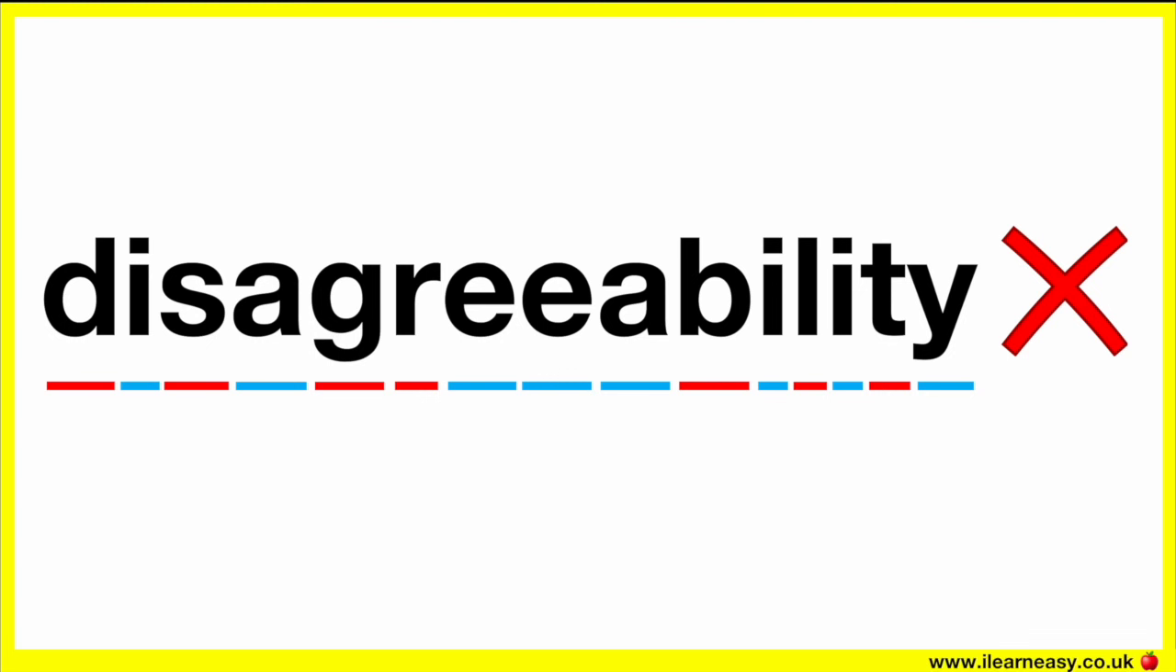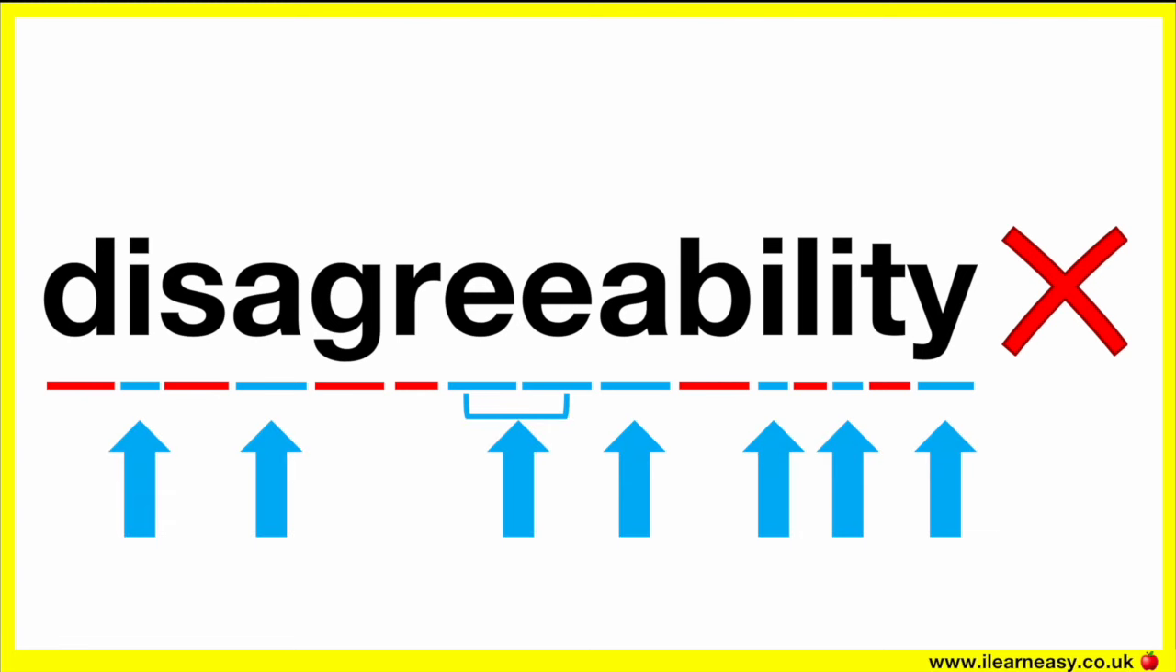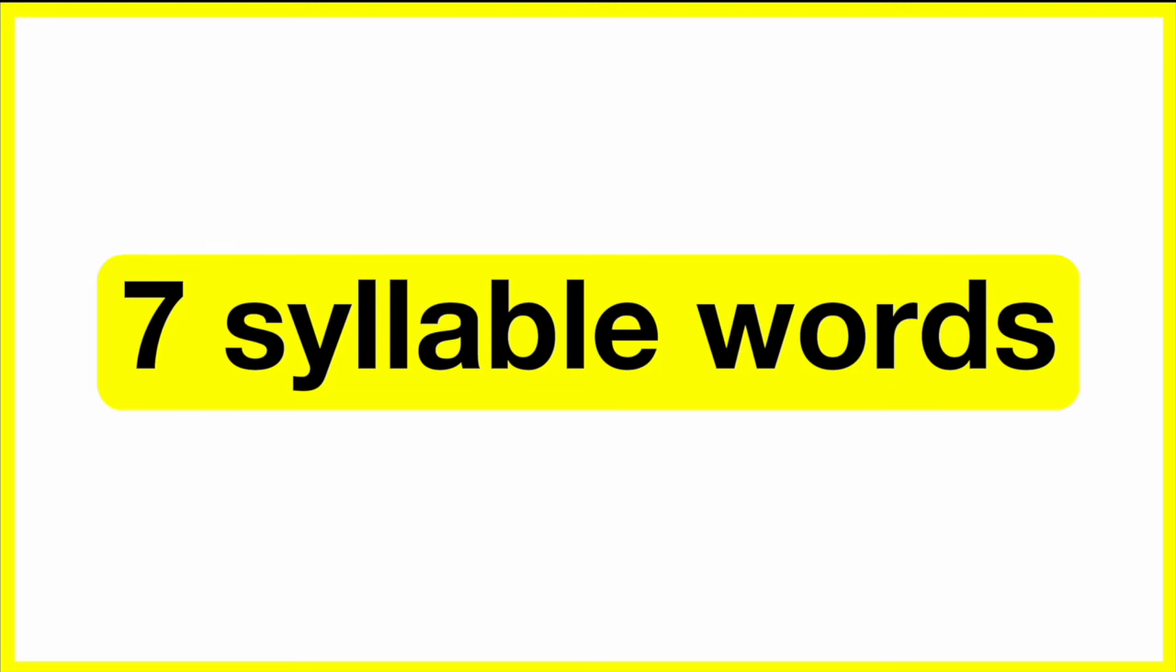Disagreeability. There are 7 vowel sounds in this word, therefore, there are 7 syllables. The 2 letter E's make a combined long E vowel sound. Disagreeability. Now let's go through a list of 7 syllable words.